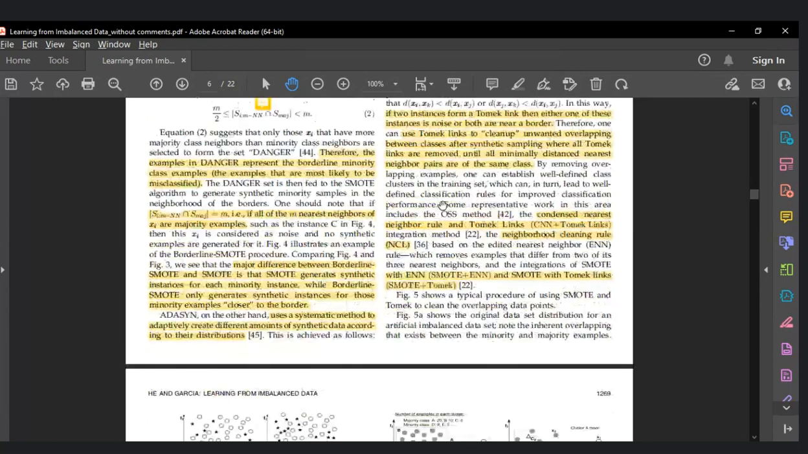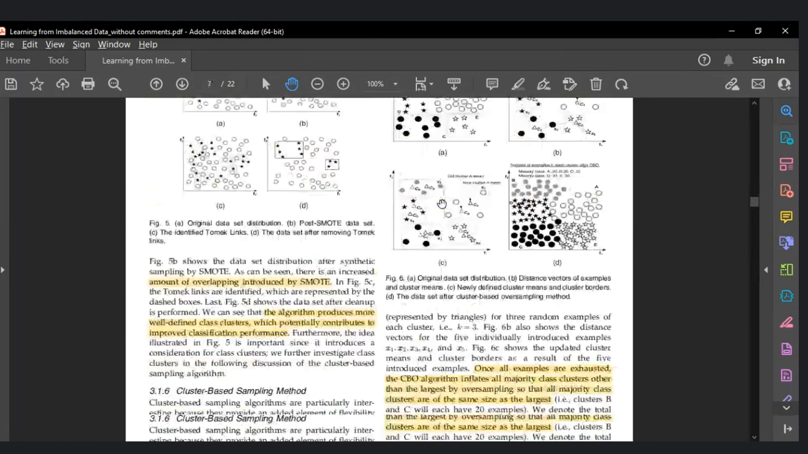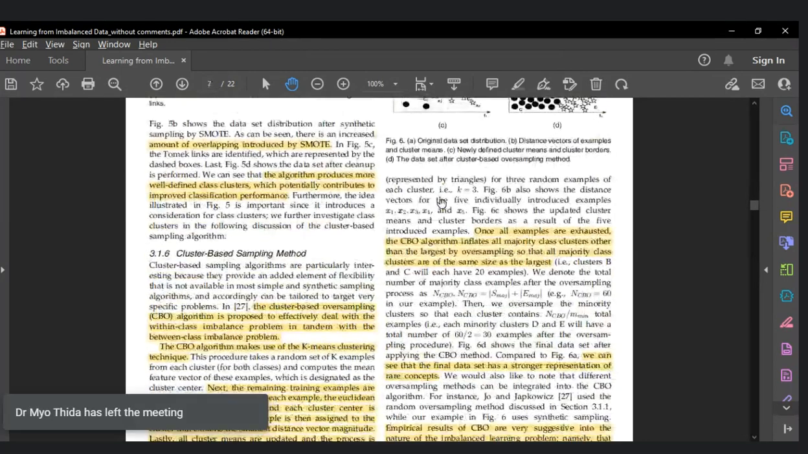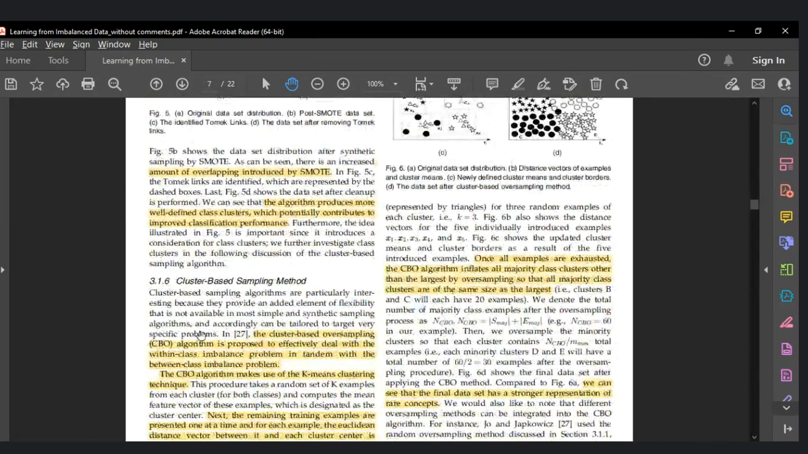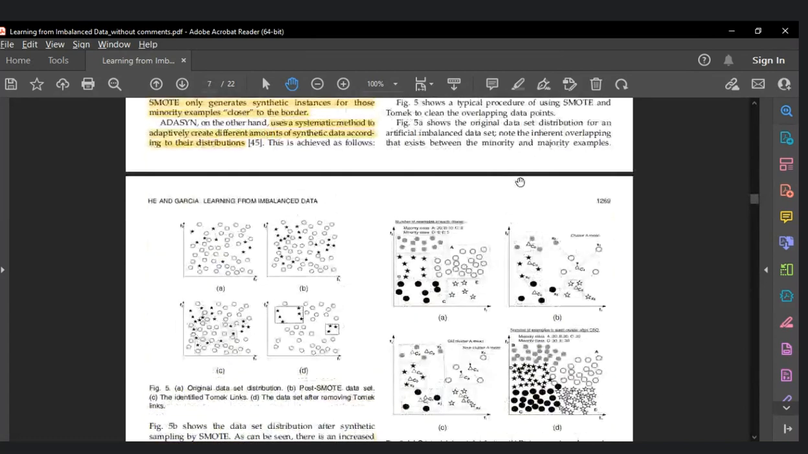This was explained very quickly. I'll go through Tomek link, which is a data cleaning technique. I think I'll start from here because that wasn't covered. But yeah, just very quickly on this.